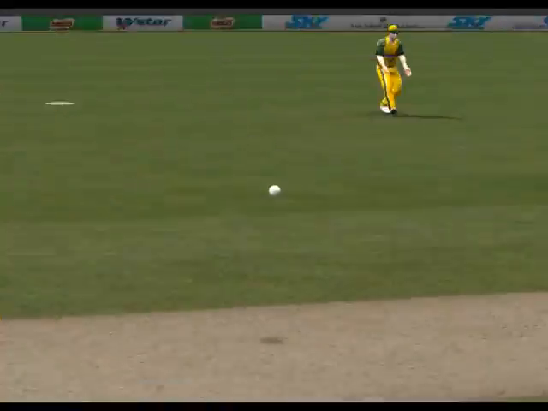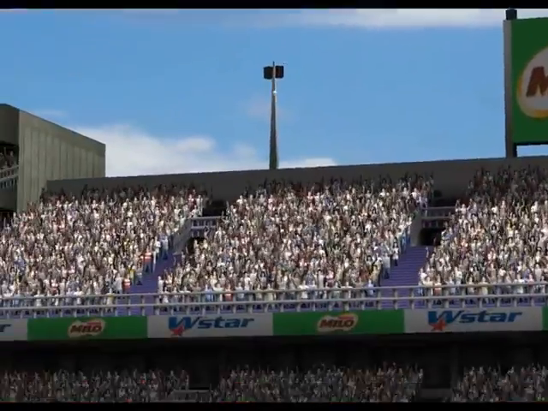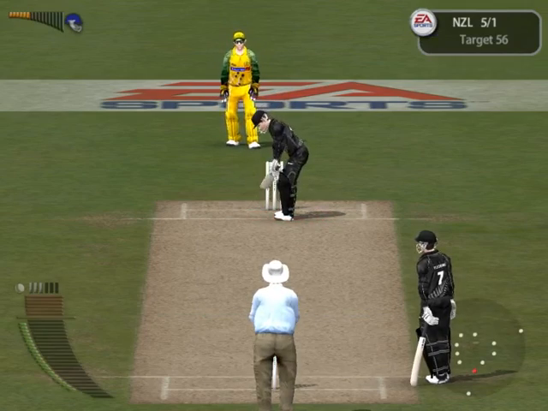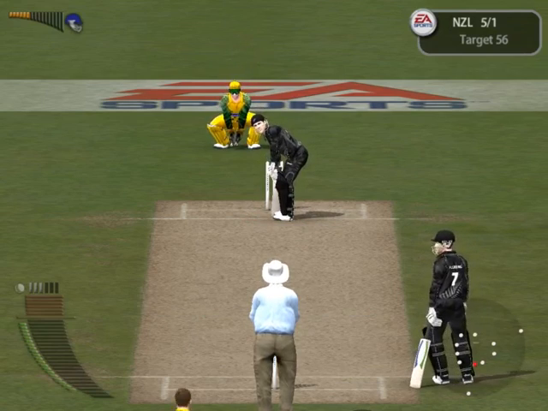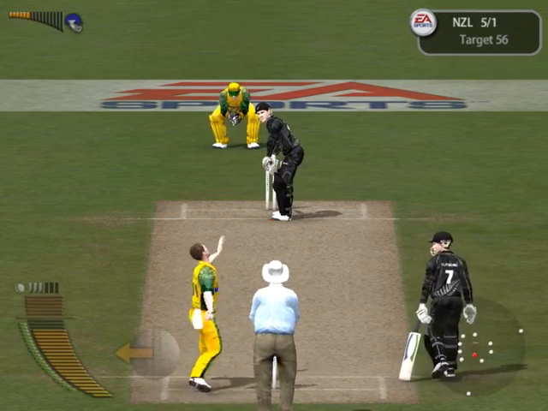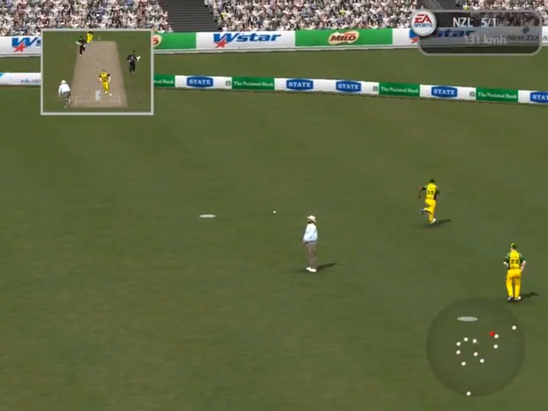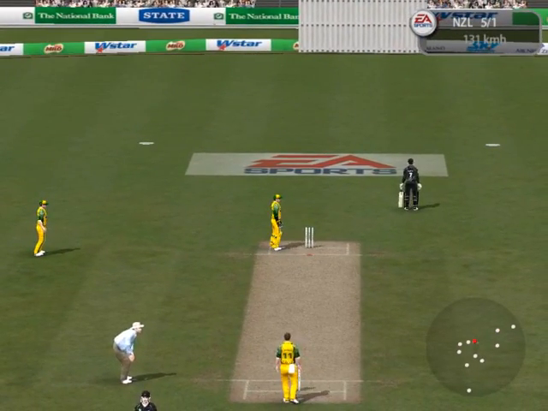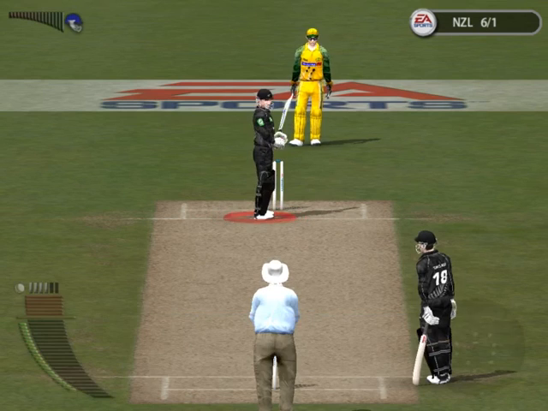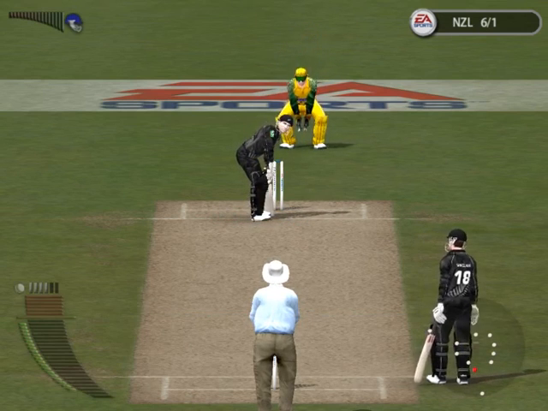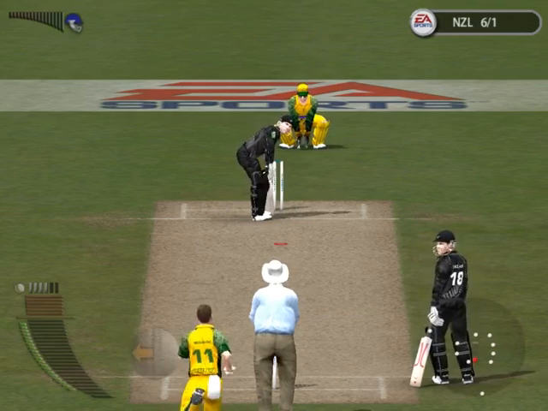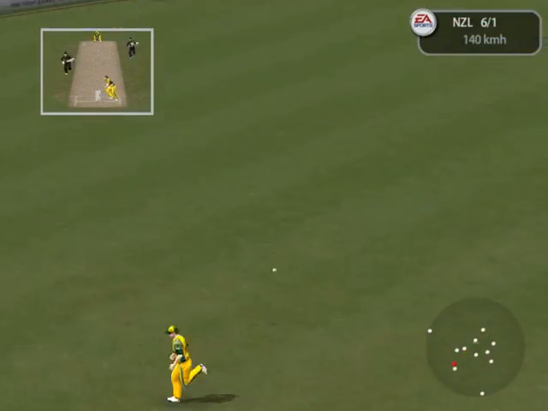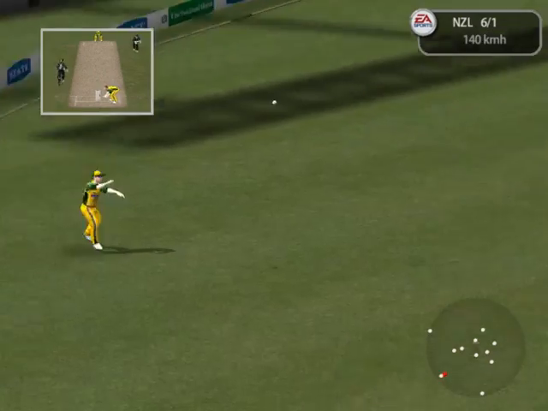We can have a look at that again. Sinclair facing. Simons is in pursuit. Glance down the fine leg. Fielded down at fine leg by Simons. That's the first boundary for Sinclair. McGrath to Fleming. There it goes. Kadich is after it. Fielded on the boundary by Kadich.